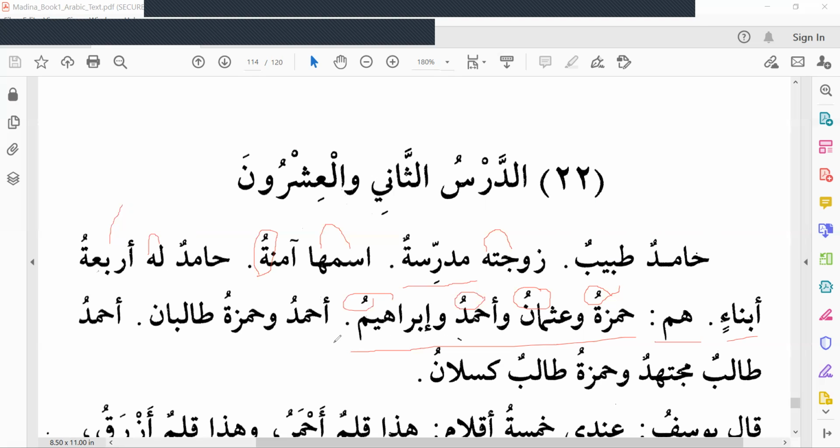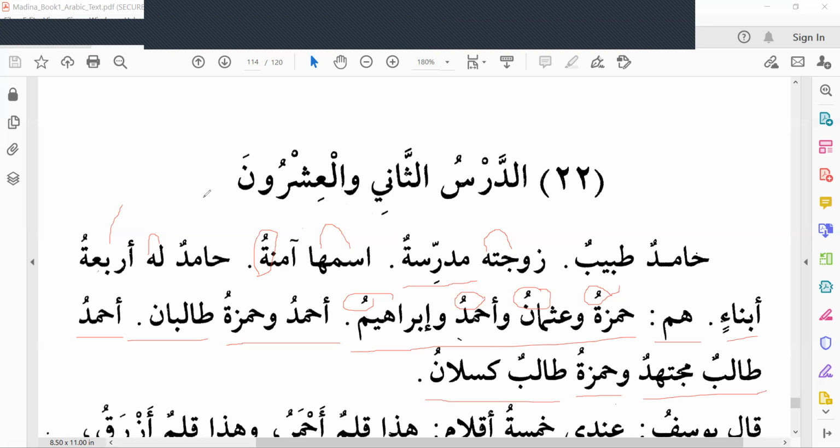Okay. Ahmadu, Hamzatu, Talibani. This is also al-mamnu min as-sarf. Al-mamnu min as-sarf means diptotes. Hamzatu, Ahmadu, Talibani. They are students. Ahmadu, Talibun, Mujtahidun. Ahmad is a hardworking student. Wa Hamzatu, Talibun, Kaslanu. Hamza is a lazy student. Okay. Let's see why these names are diptotes.